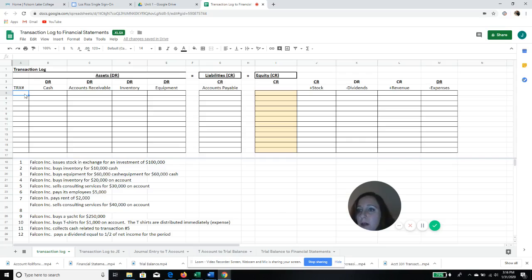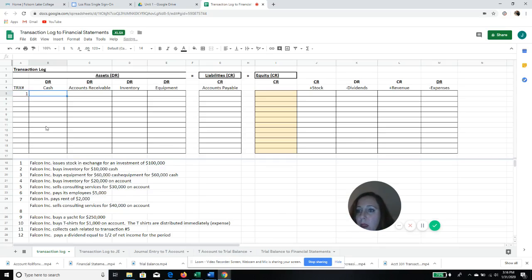Transaction 1, we issued stock in exchange for an investment of $100,000. So we received cash of $100,000. We're going to increase cash. And we issued stock, so we're going to increase stock.